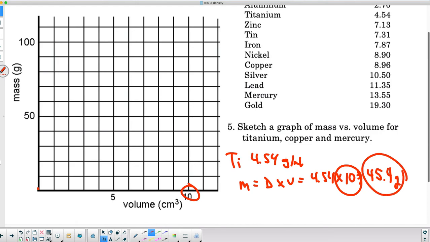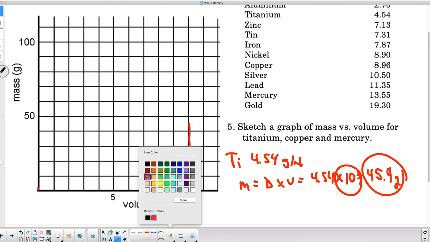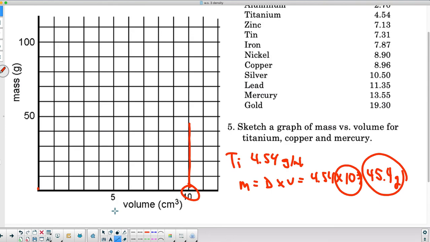So 10 milliliters here, I go up to 45.4. Looks like it's right in the middle. I do 0, 0. I'm going to do a line here to make this look really nice. I'm going to do a red line like that, all the way through like that. And then I put this down, pick this up, and I say, this is my titanium line.